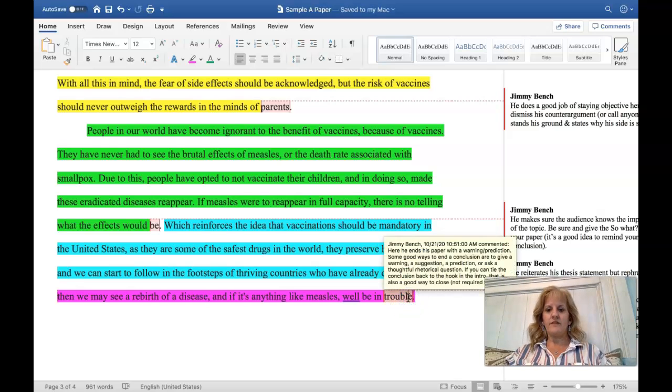And then I have here that he ends his paper with a warning or a prediction, and that's a good way to end your conclusion. So some good ways to end are to give a warning, a suggestion, a prediction, or you can ask a thoughtful rhetorical question, kind of like some people do in their hook. If you can tie the conclusion back to the hook in the intro, that is a good way to close. It's a little bit more sophisticated way. It's not required. Some students do it, and some students do it well. So, you're welcome to try it.